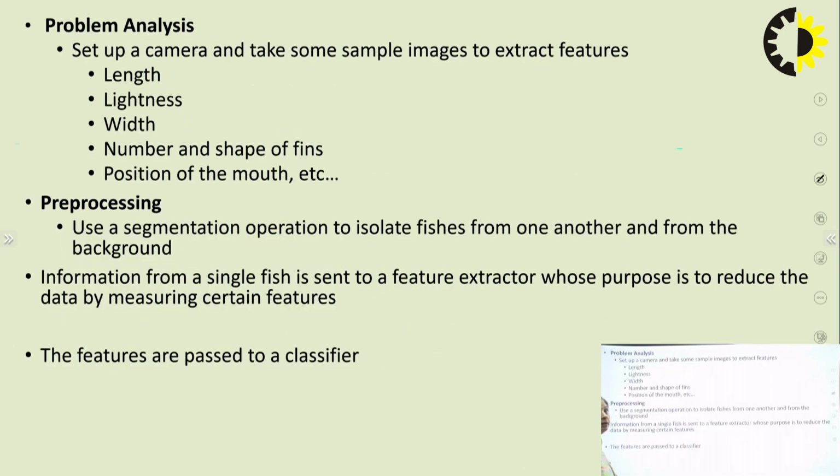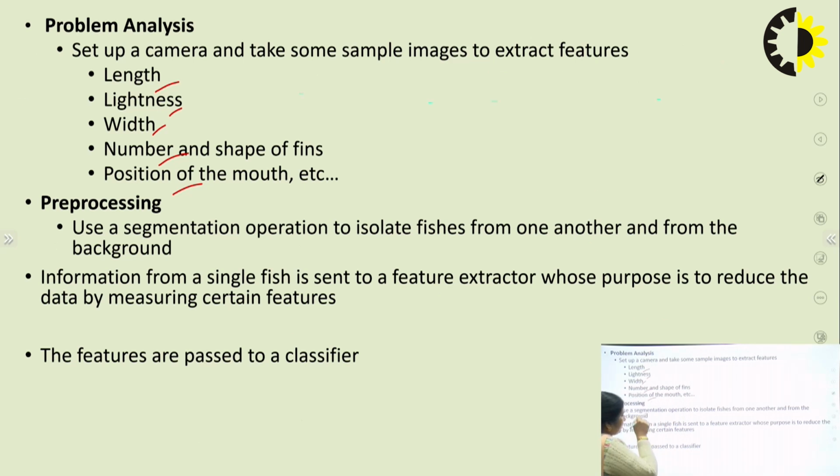So first, we need to implement the optical sensing. We need to set up a camera, and when we have set up the camera, we'll take the images. Now we have images, and we have to classify from the images only. So we will take some sample images to extract the features. Some suggested features are given here. It could be length of the fish, lightness, width, number and shape of fins, and position of the mouth. These are the different features that are used to recognize different types of fishes. Here we are talking about salmon or sea bass species.